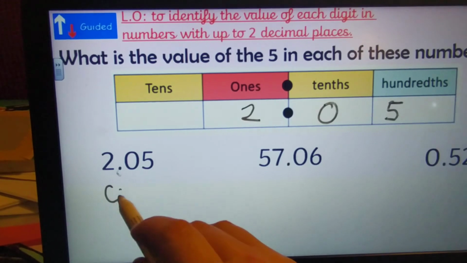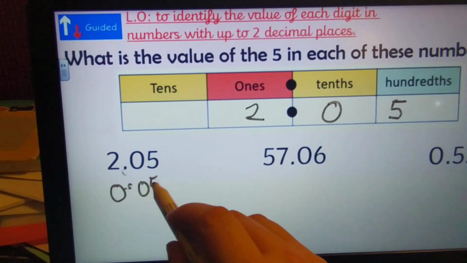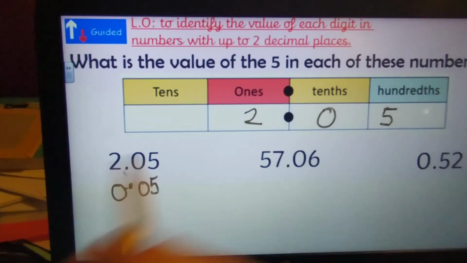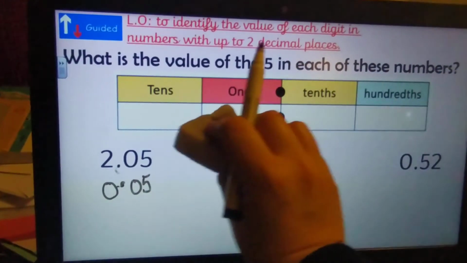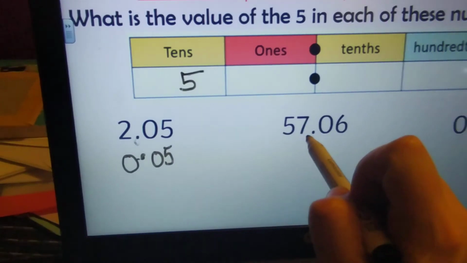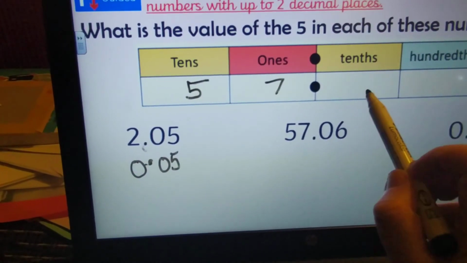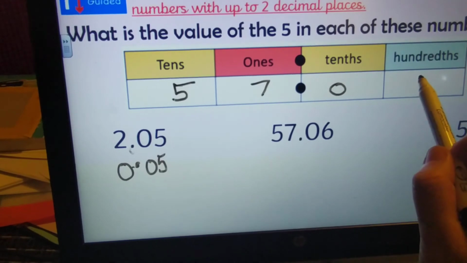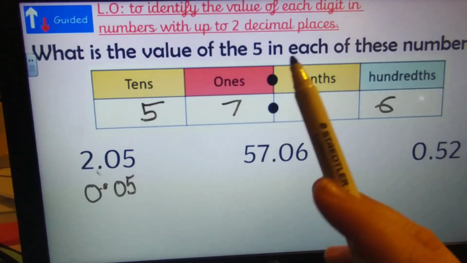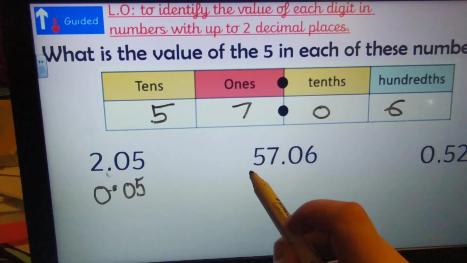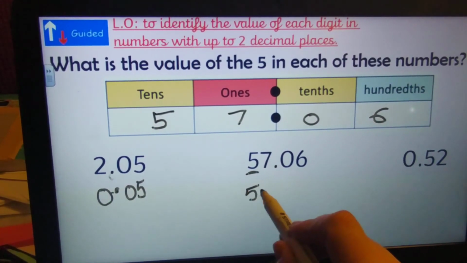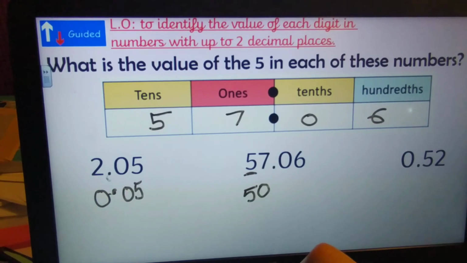It would be 0.05. Apologies, I'm trying to line that up, but it's not very easy to see it at the same time as write it. If we have a look at this middle one then, I'll just clean the place value chart there. We've now got 5 tens, so that's 50. We've got 7 ones, we've got 0 tenths, and we've got our 6 hundredths over here. So we are thinking about the 5. So our 5 here is 5 tens. So we would write that as 50. 5 tens is the same as 50.